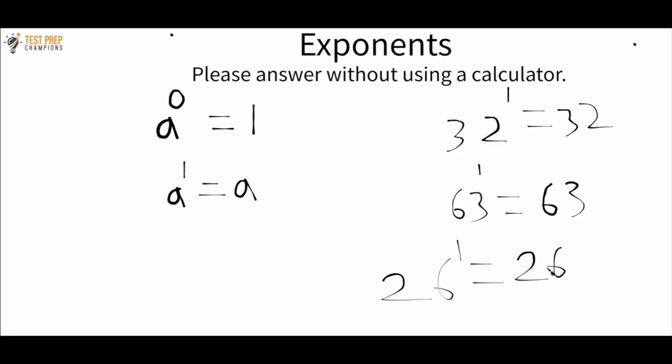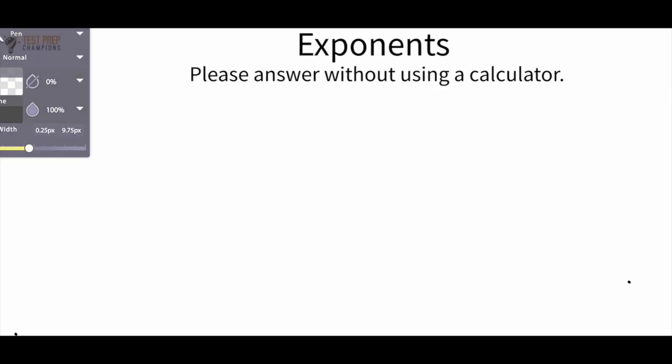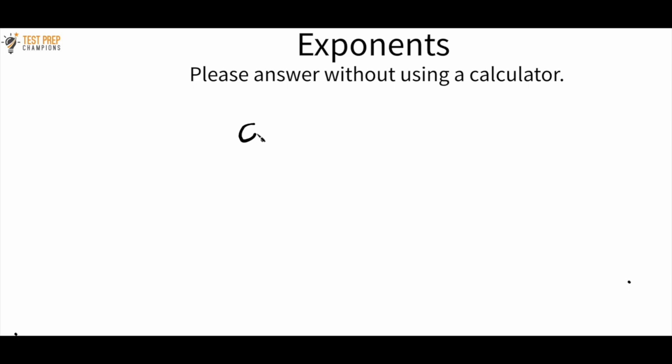Okay. So hopefully these two cases are clear here. Now what I want to teach you is how we deal with a scenario where two numbers have the same bases and we are multiplying those numbers. So let's say we have something like this: a raised to the power of b times a raised to the power of c. Whenever we multiply two numbers that have the same base, it's the same as adding the exponents.